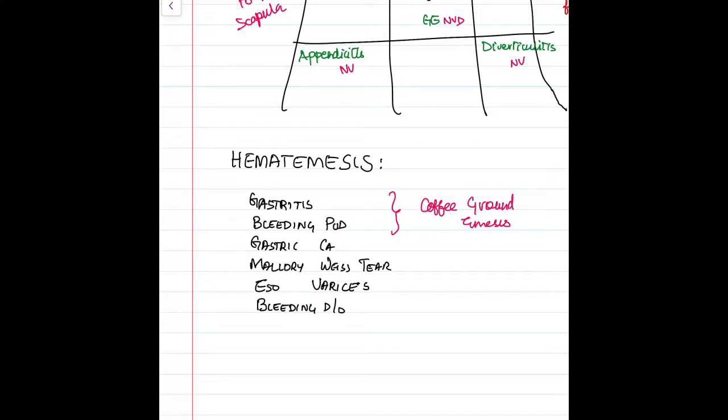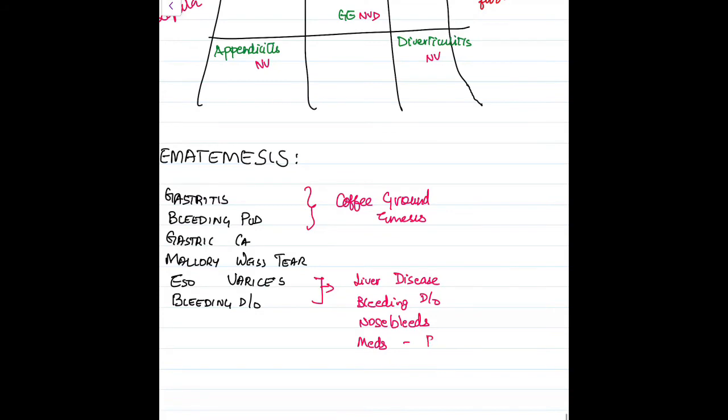It's just going to be the same mnemonic that we are going to follow, the same FITS mnemonic, but we are going to ask for any liver disease, any bleeding disorder, or do you have any nosebleeds, and also are you taking any meds which are blood thinners. That's it. This is hematemesis.